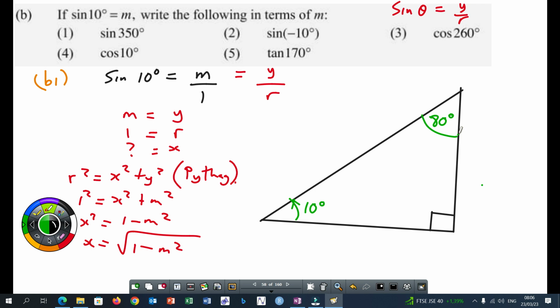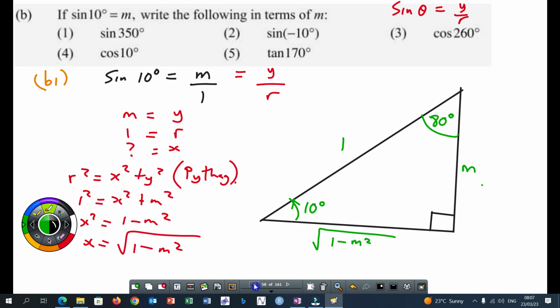So here, it's important as well to know that the horizontal distance, that's x, will be the square root of 1 minus m squared. The vertical distance, that's y, is equal to m. And obviously the hypotenuse, that's r. Once you have done this first part, you are almost there. The rest is just reduction. So let's move on to the next page.